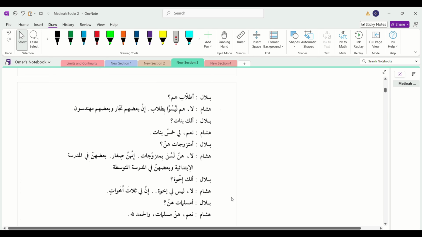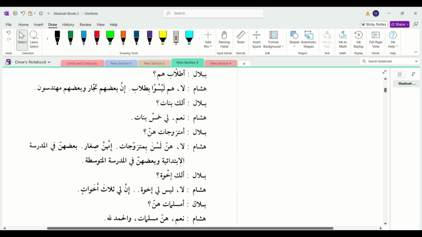And on to the sentence we were studying. ليس لي إخوة إن لي ثلاث أخوات. So this was the خبر إن, and this is the ismu inna. That's why it became mansub.